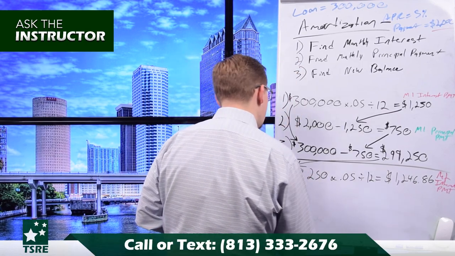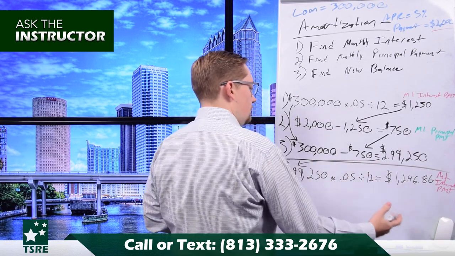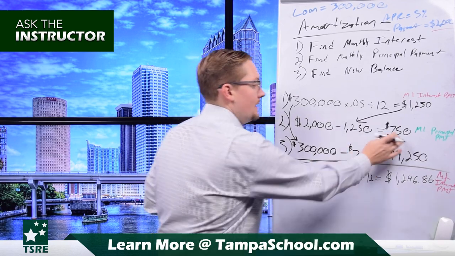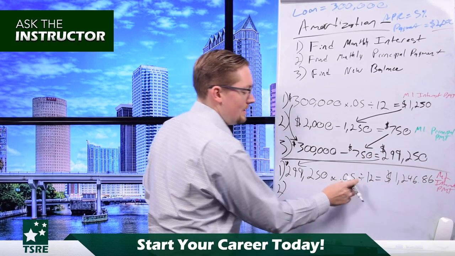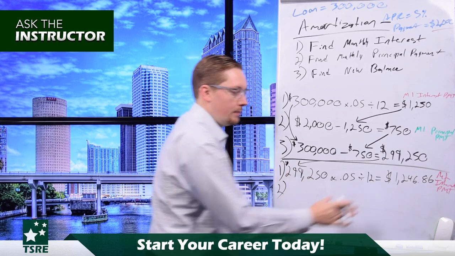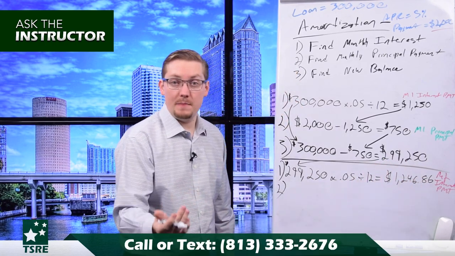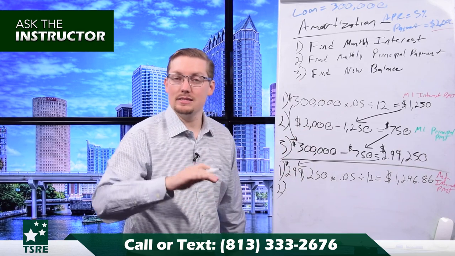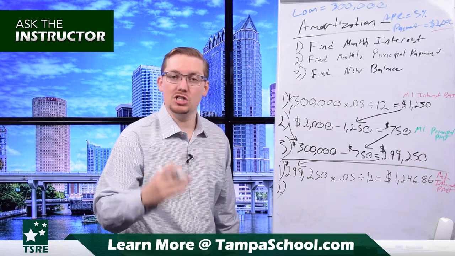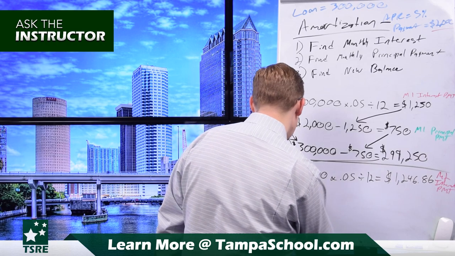Now step number two, to find the principal payment for month number two, how much you actually paid down a loan balance. I'm going to tell you right away, it's above $750. It's not going to go down because we have the same interest rate being charged at a lower amount. Our interest payment has dropped down, but our payment is still going to be $2,000. This is a level payment plan mortgage, which means your payments are the same every single month.